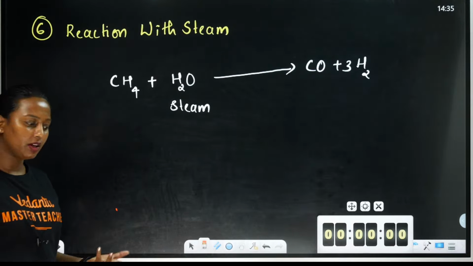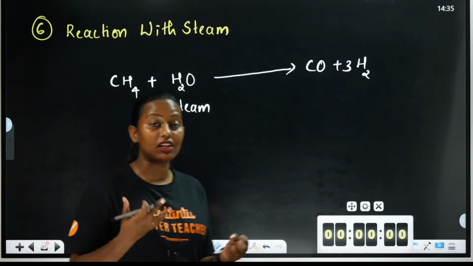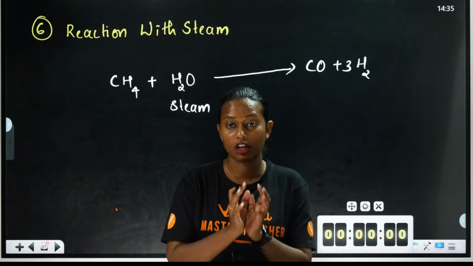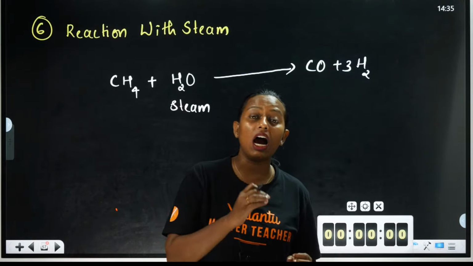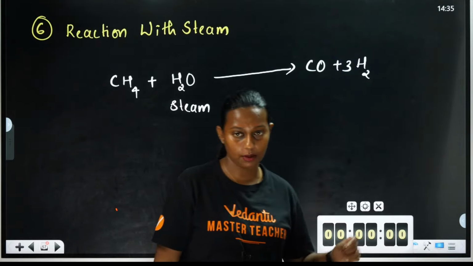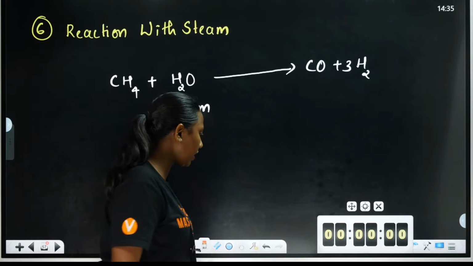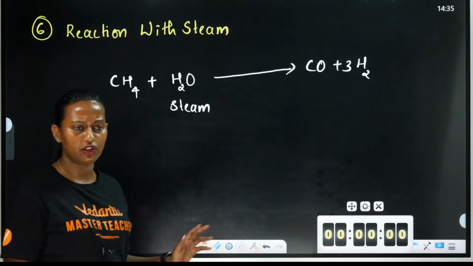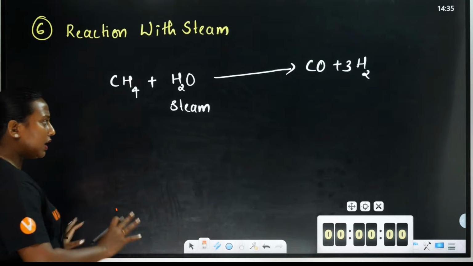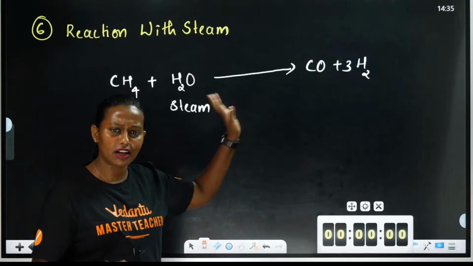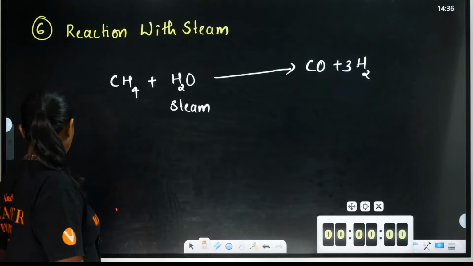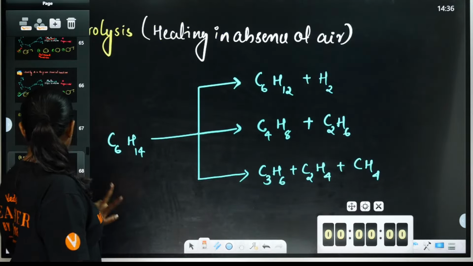So what will happen if an alkane reacts with steam? We will get carbon monoxide and hydrogen. This is a very simple reaction, just learn the reaction, the mechanism is not necessary. Then next is pyrolysis.